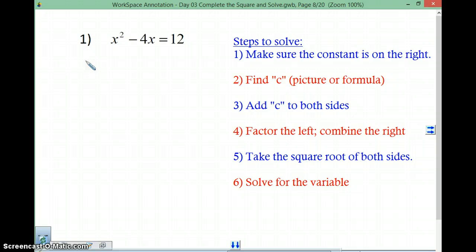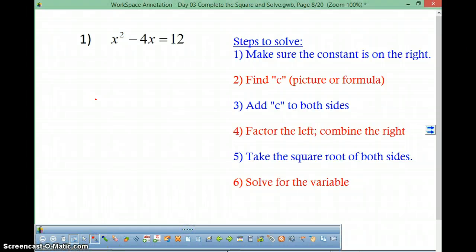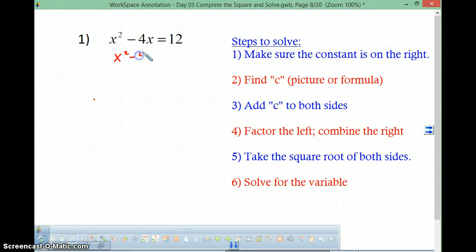Okay. Is the constant already on the right for this problem? It is. So, let me just switch to the right color pen. Okay, it's not going to switch for me. Okay. So we make sure that the constant is on the right. It already is. So for step number 1, I'm just going to recopy. X squared minus 4x equals 12.